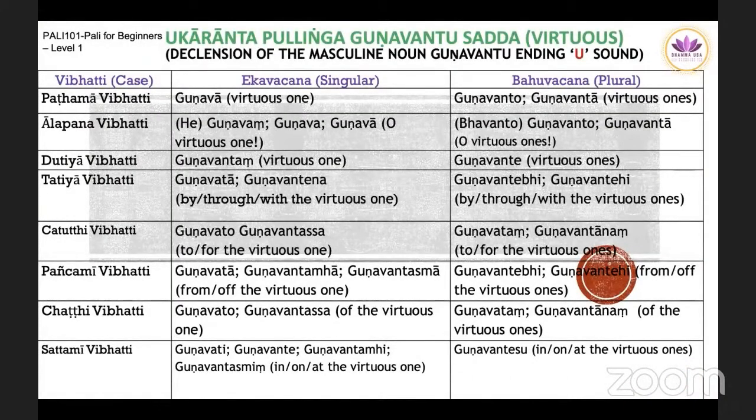Pathama vibhatti, ekavachana: himava. Bahuvachana: himavanto, himavanta. Alapana vibhatti, ekavachana: he himavam, himava. Bahuvachana: bhavanto, himavanto, himavanta. Dutiya vibhatti: himavantam, himavante. Tatiya vibhatti: himavata, himavantena. Bahuvachana: himavantebhi, himavantehi. Chatutthi vibhatti: himavato, himavantassa. Bahuvachana: himavantam, himavantanam.